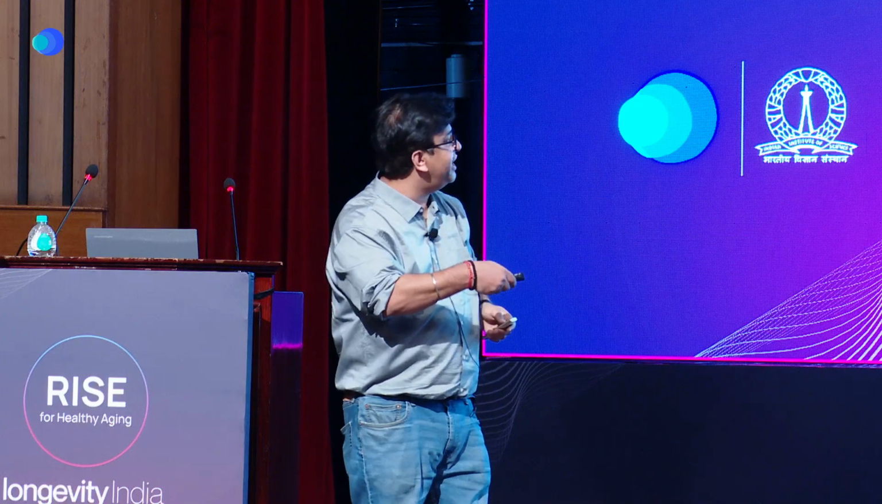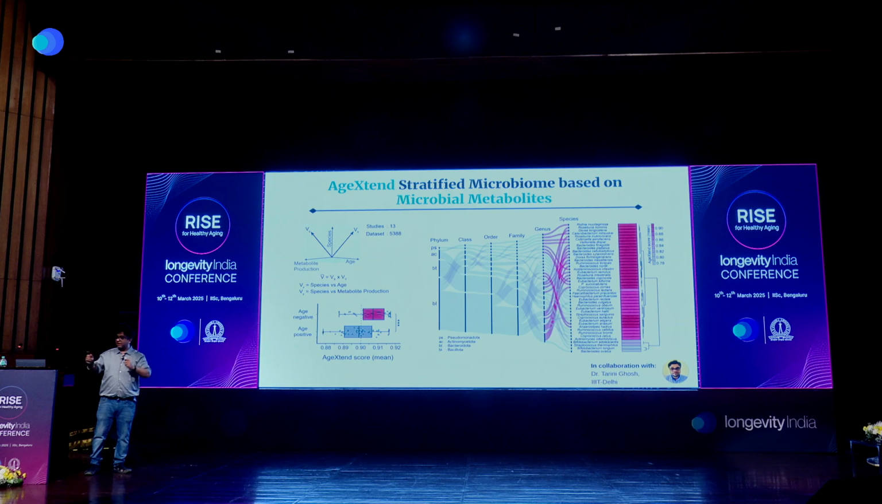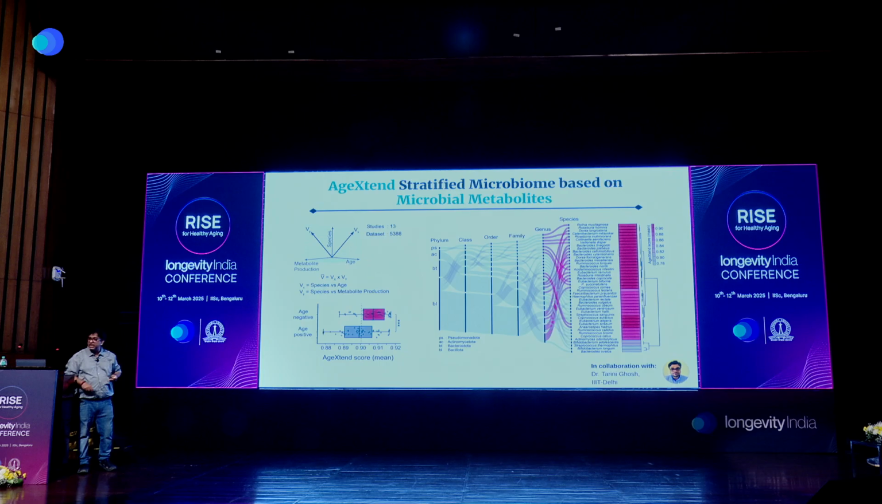So by using AgeXtend, we decode all the microbes irrespective of the microbial genomics data. We can actually find out all those species which are influencing pro-longevity, and also what metabolites produced by these species are responsible for pro-longevity. And this is done on 5,388 human data across 5 continents. We have also done that.